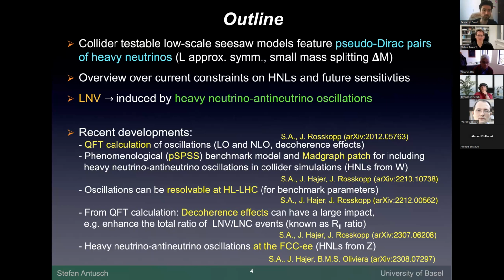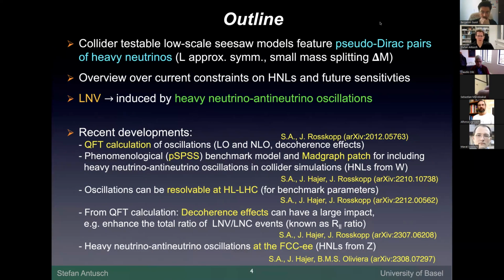Then I would like to talk a bit about constraints on the heavy neutral leptons, on the sterile neutrinos, and also about future sensitivities for discovering them at future colliders. And then I would like to come to the main part of my talk, which is that in this scenario of pseudo-Dirac pairs of HNLs, one can understand lepton number violation by the phenomenon of heavy neutrino-antineutrino oscillations. Lepton number violation is crucial if you would like to link an observation of heavy neutral leptons to the origin of neutrino masses. That's why it is an important subject to consider, I think.